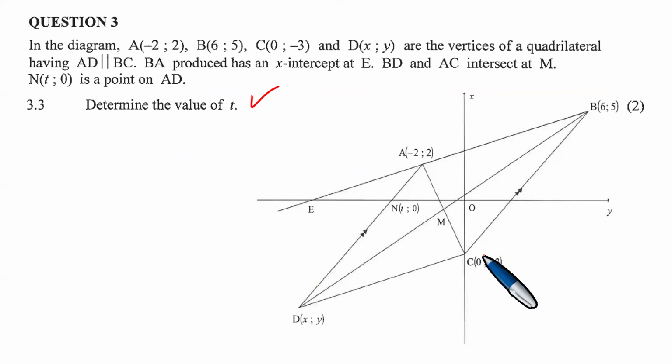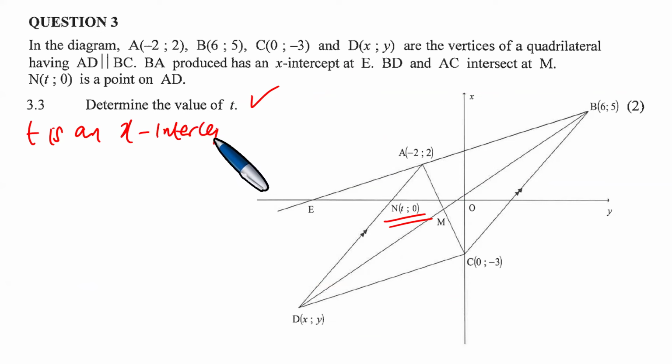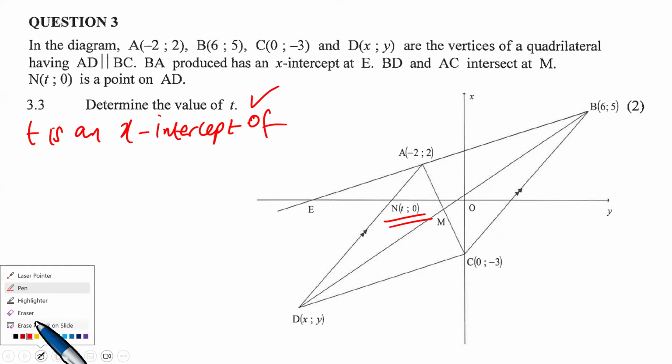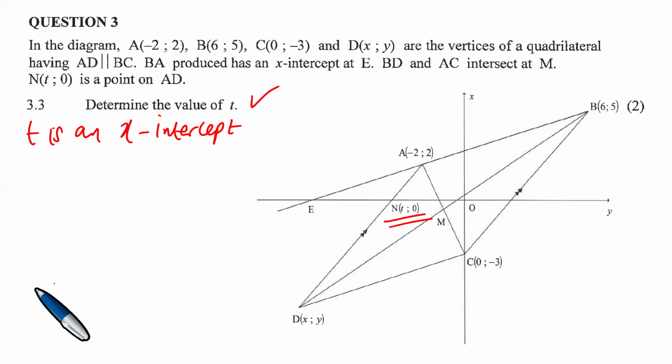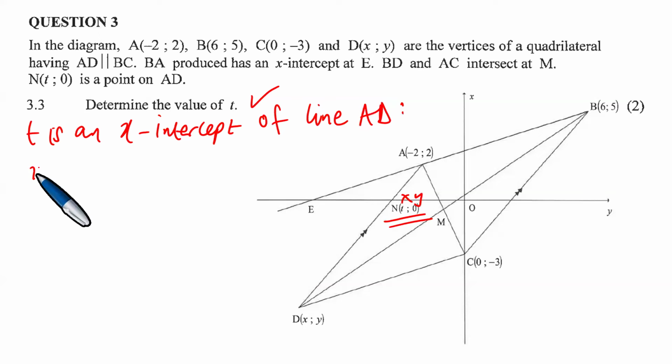Now I want to find the value of t. T is this one. How do we find the value of t? First and foremost, we are able to see that t is an x-intercept, the x-intercept of line AD. This is x and this is y. Y equals 4/3x plus 14/3.